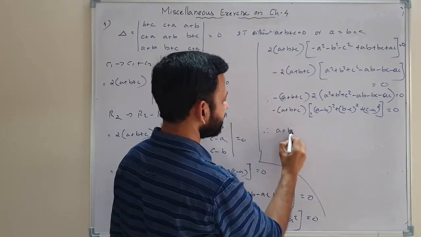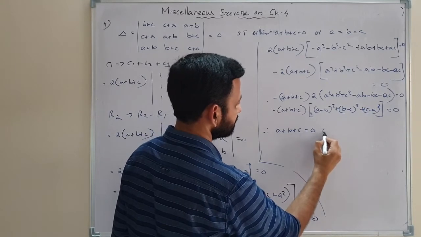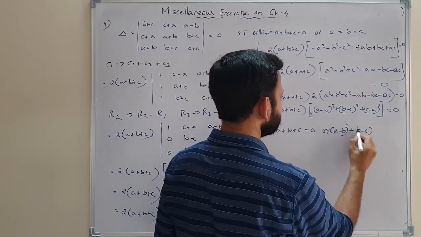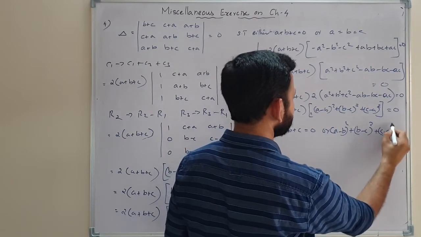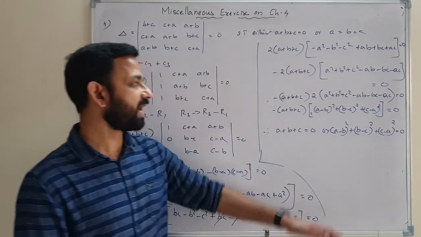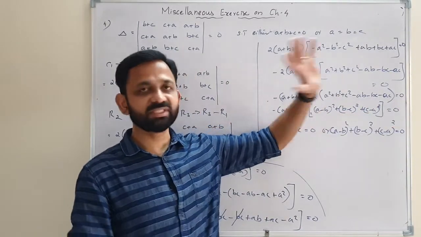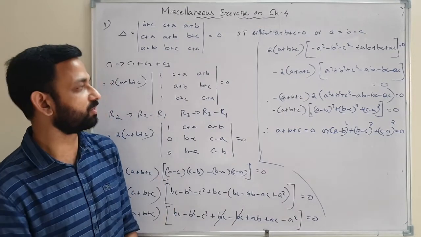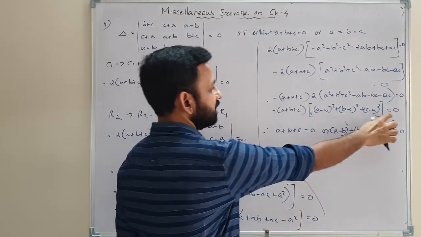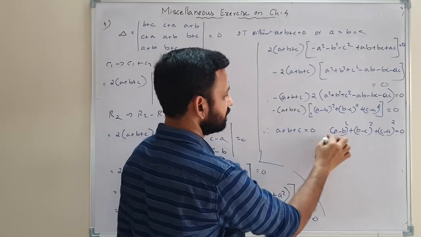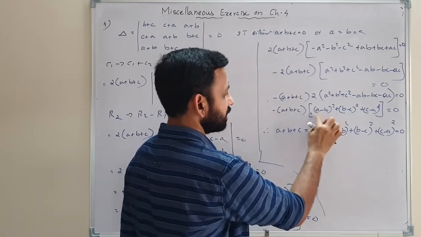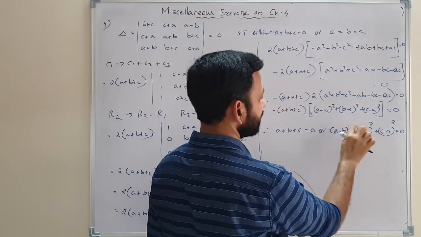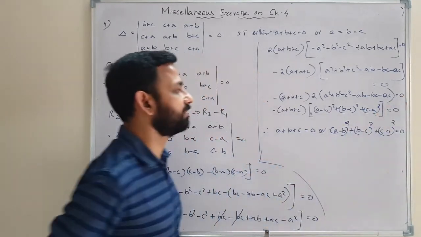Therefore a plus b plus c equal to 0, or (a minus b) whole square plus (b minus c) whole square plus (c minus a) whole square equal to 0. Because when we have the product of two expressions equal to 0, then at least one of them should be 0, otherwise the product cannot be 0. So here a plus b plus c equal to 0, or the expression inside the bracket, that is (a minus b) whole square plus (b minus c) whole square plus (c minus a) whole square equal to 0.